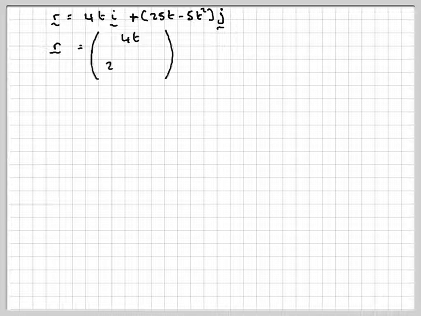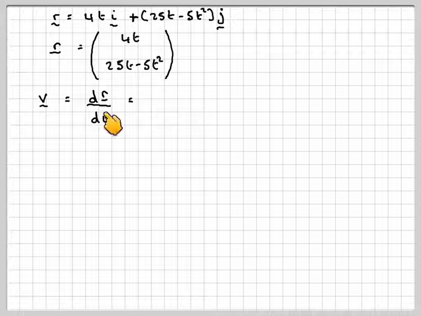Okay, so going to our problem. So we've got 40i, sorry, it should be plus 25t minus 5t squared j. So r I like to write like this: (4t, 25t minus 5t squared). If you prefer to use this, you can. I just prefer to use this.